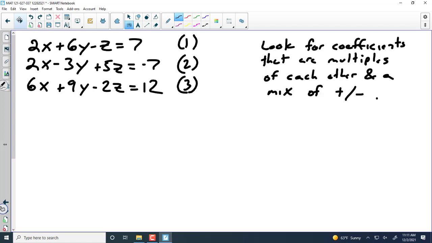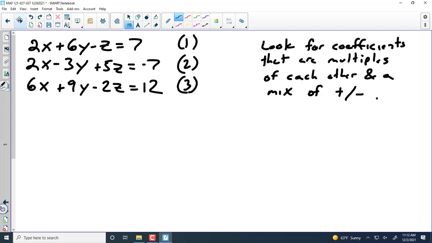But what you want to do is a little bit of scouting before you start trying to get rid of variables. You want to look for the easiest way to get rid of a variable as possible. You want to look for numbers that are multiples of each other so you can easily multiply them and get rid of a variable. For instance, if I multiply this top equation by -3 and add it to this bottom one, I can get rid of x. If I multiply this second equation by -3 and add it to this bottom one, I can get rid of x. And that'd be how I get rid of x. Can I do something with the y's?